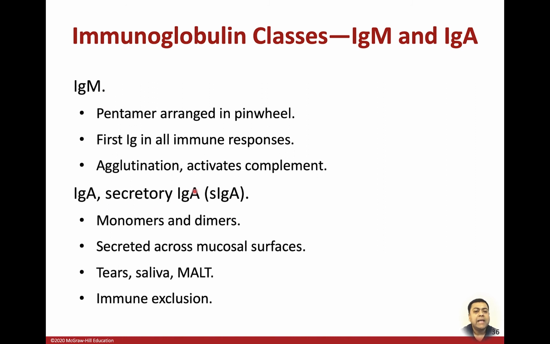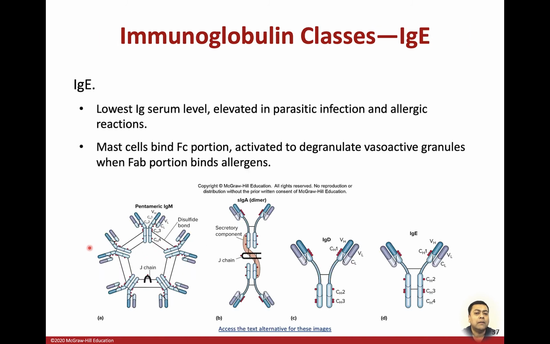Then IgA is the secretory IgA. They are monomers, and two monomers form a dimer. So one IgA molecule will have two individual monomers forming a dimer, secreted across the mucosal surface. They are present in your tears, saliva, and the mucosa-associated lymphoid tissue, and help in immune exclusion as well. So that is just an overview, and we're going to come back.